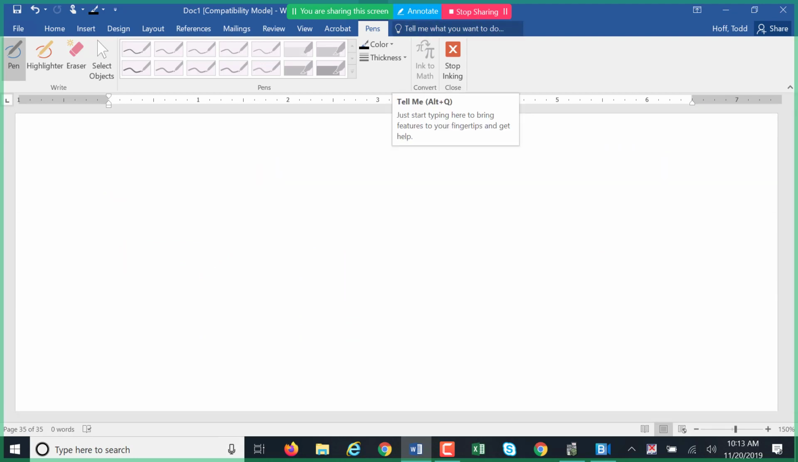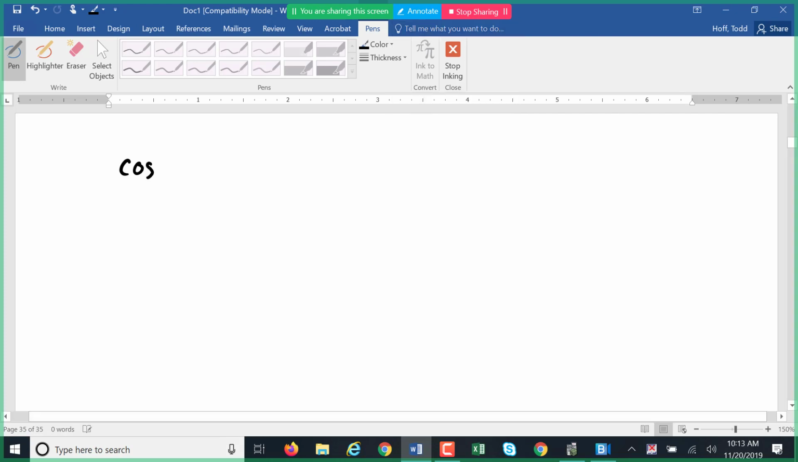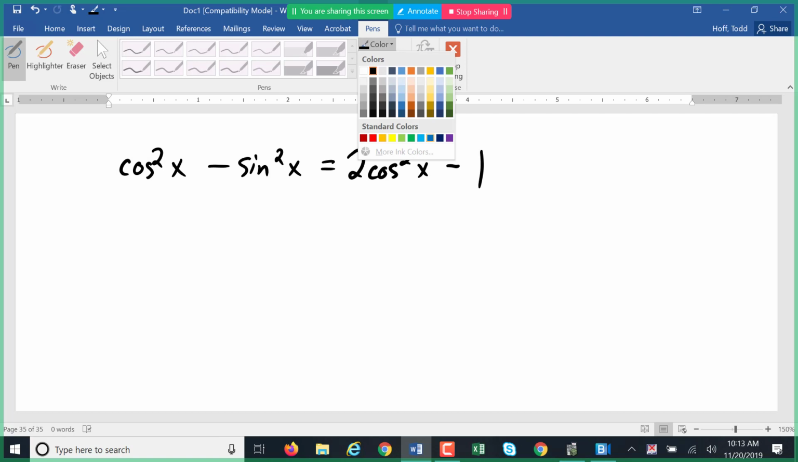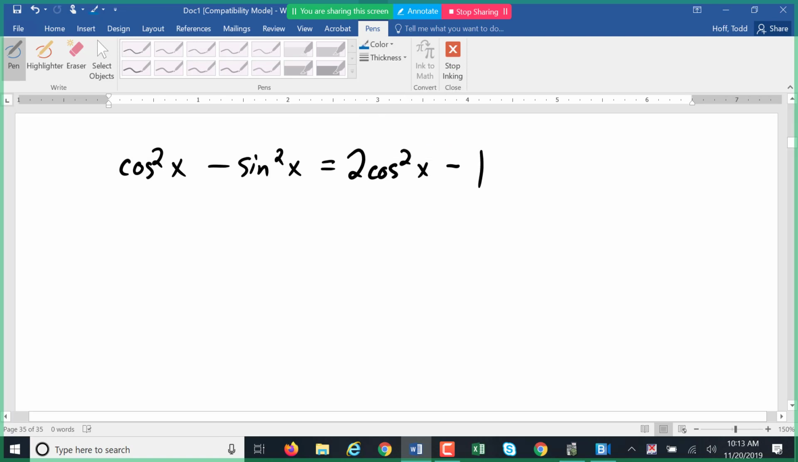Sometimes the manipulation can be a little bit more complex. So let's take cosine squared of x minus sine squared of x equals 2 cosine squared of x minus 1. Well, first thing I see is that they're all in terms of sine and cosines. So I don't have to replace anything with sines and cosines. I see that the right side over here is all cosine. So let's try to make the left side all cosines.